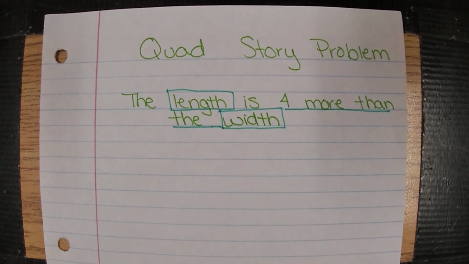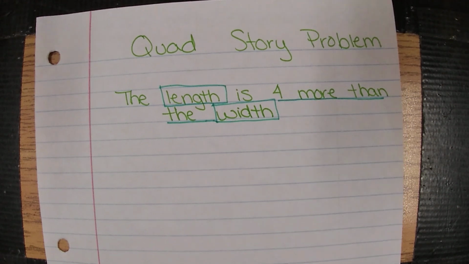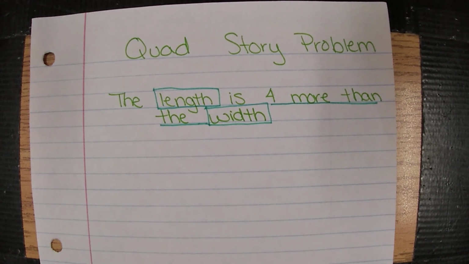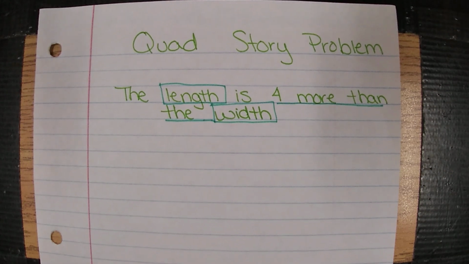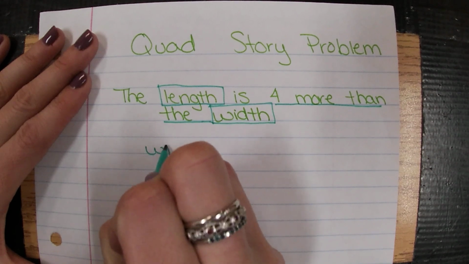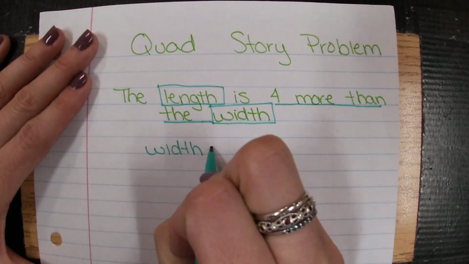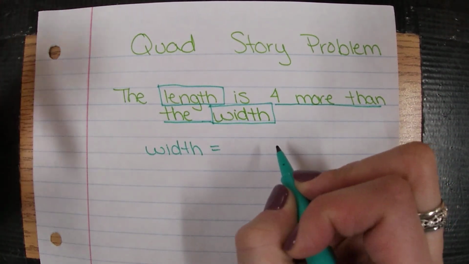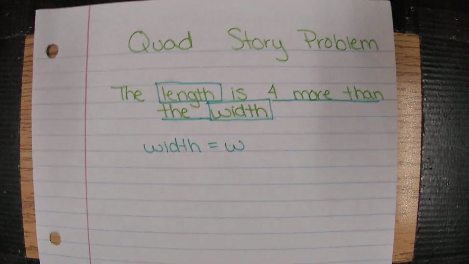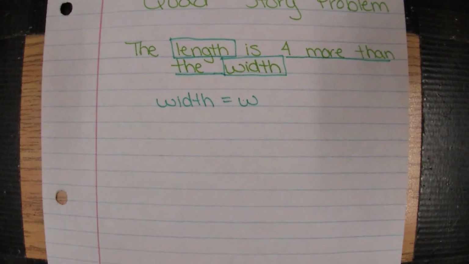Now, you could define whichever one you want first. My suggestion is always going to be that whichever one comes second when you're reading it is the one that you define to just be whatever variable you want. So since width comes second, I would say that my width equals, you could choose X, you could choose Z. I mean, I'm going to choose W. I think that choosing L for width would be a poor choice.